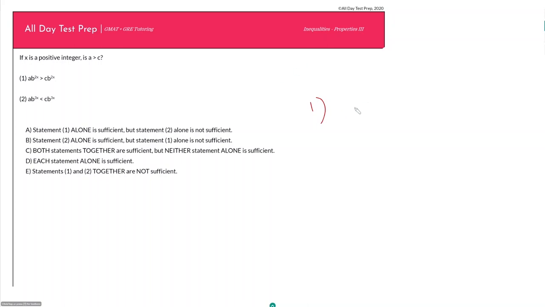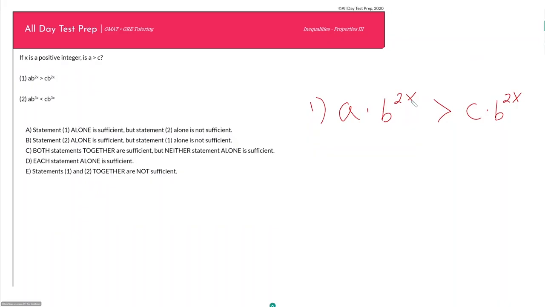So statement 1 says a times b to the 2x is greater than c times b to the 2x. So same theme as before. Can I divide each side by b raised to the 2x? Because if I can do that, that makes this question easy. And so to know that, I need to know b to the 2x cannot be equal to 0, and I need to know its sign.